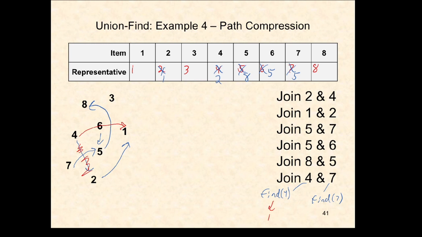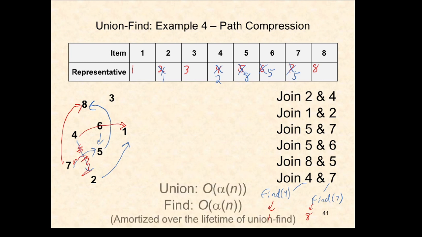When we ask 7, who's your representative? 7 says 5, 5 says 8, 8 says, yes, it's me. So we know we've reached the ultimate representative, but we also compress this path to change 7's representative to be 8 also. So we have compressed the part of the path that we asked about. We never asked about 6, so 6 doesn't get compressed yet. But if in the future we did a find on 6, we would compress 6's path so that 6 pointed directly to 8. So that's how the path compression works.